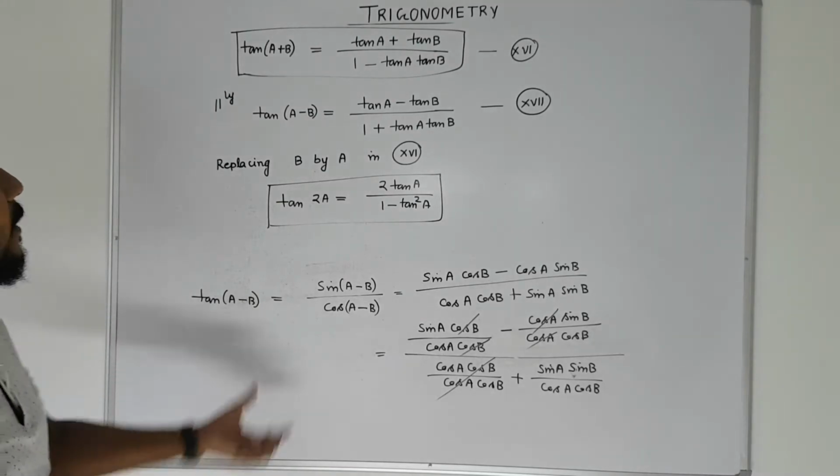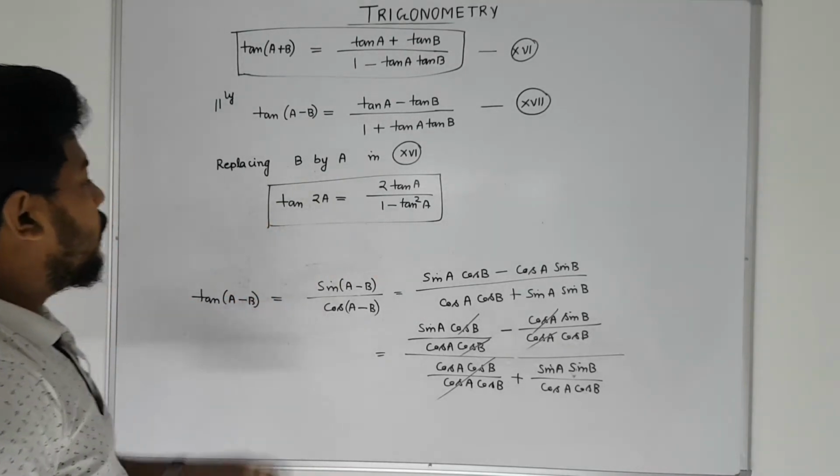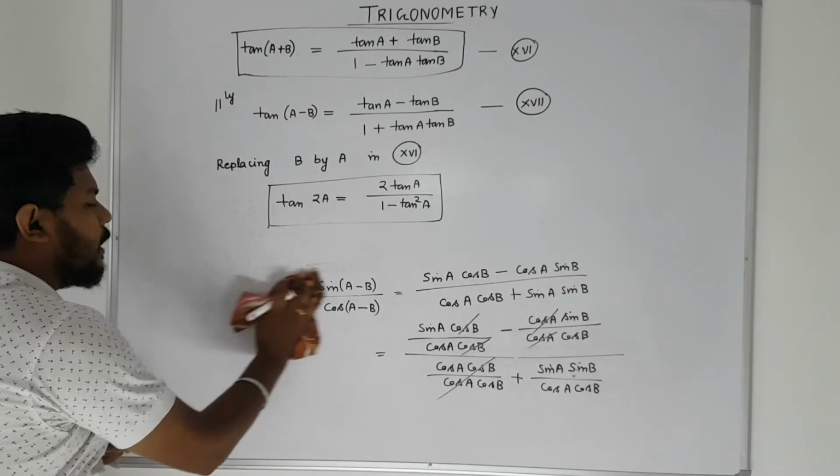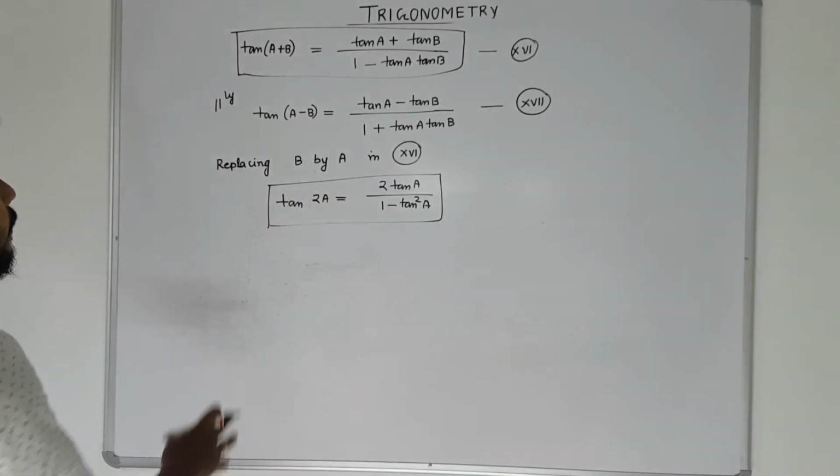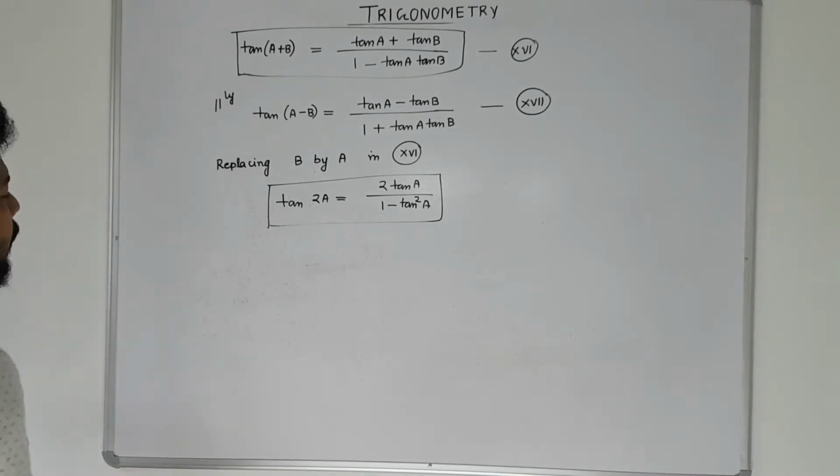Tan twice A is the multiple angle formula. Tan twice A, tan thrice A, etc. are called multiple angles: twice A, thrice A. Okay, this is tan twice A. Now some important formulas of sine and cos.